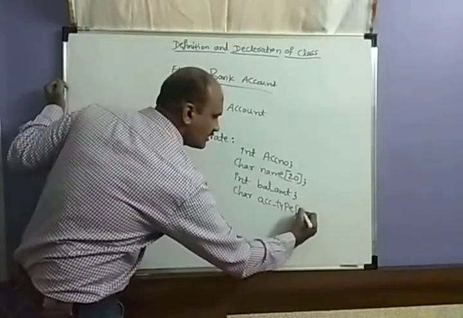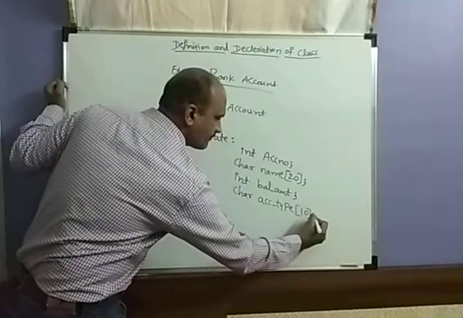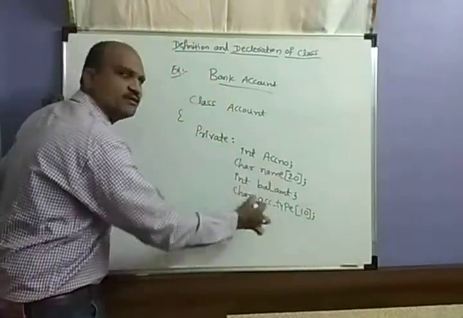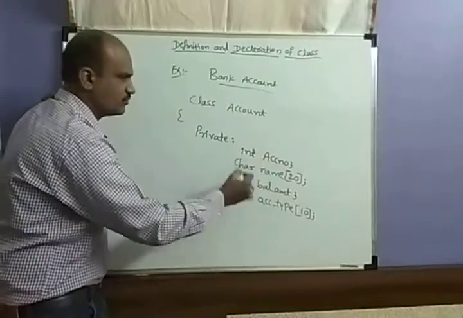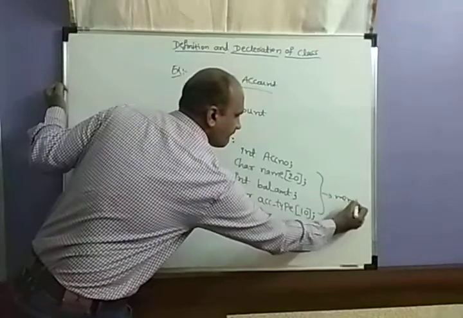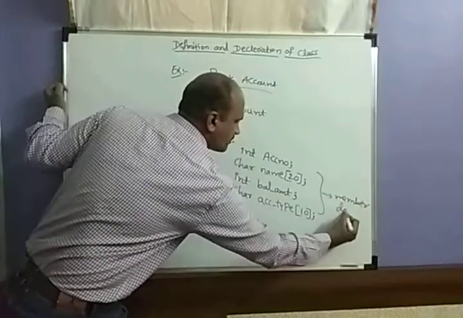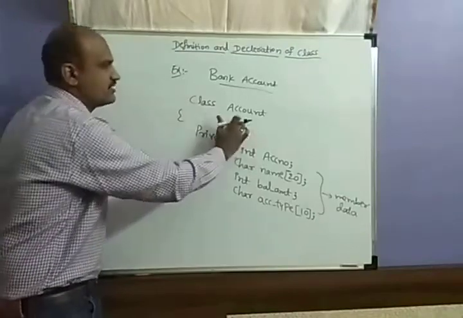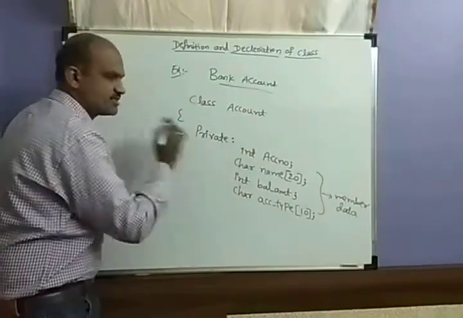So we'll declare it in the array, okay. So these are what? These are the member data, okay. These are what? Member data. Means the variables you declared for this particular class, that is the account, in the private section.